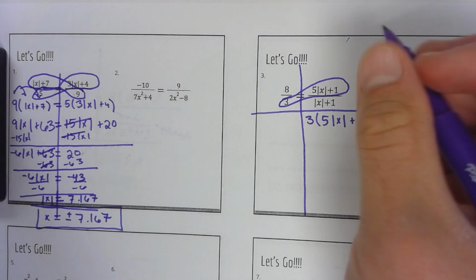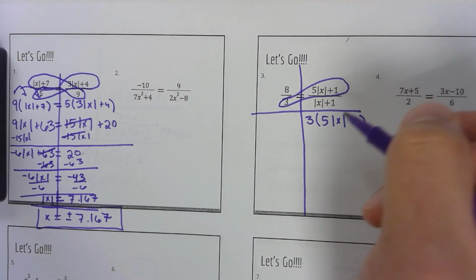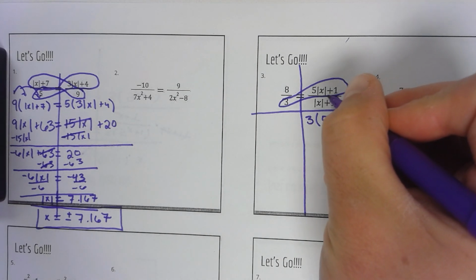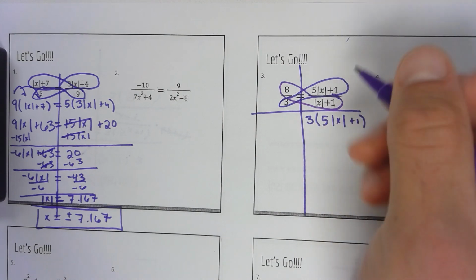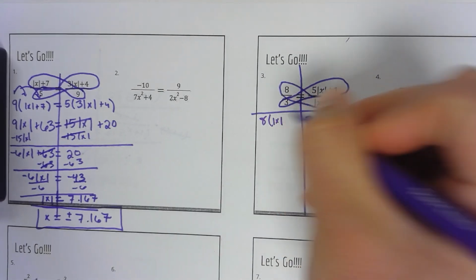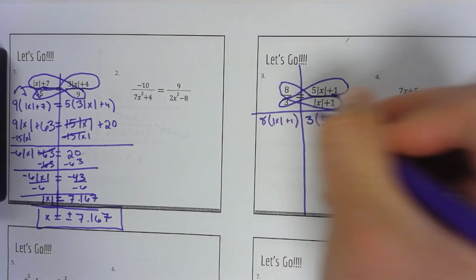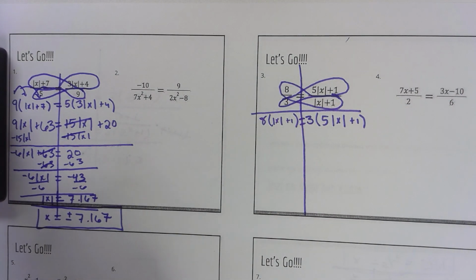And then I need to do the exact same thing, where now I need to get rid of the dividing by the absolute value of x plus 1. And now we'll get multiplied to this 8. So that's 8 times the absolute value of x plus 1. These are equal, and now we are on our way.